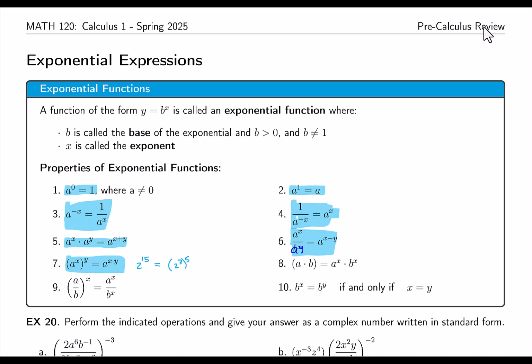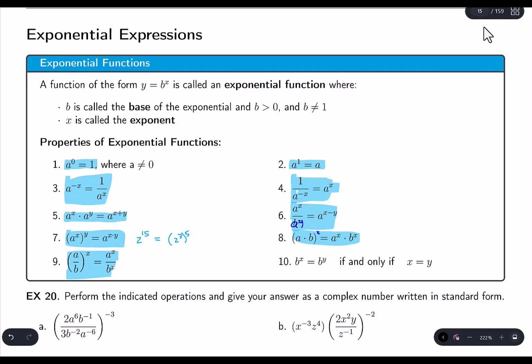That's the idea. All right, then a times b. Wow, there's a lot of typos here. A times b raised to the x power. So you have a product raised to a power. You can break that up into 2 different exponential expressions, each with the same exponent. The same thing is true with quotients. And then the last one here that I've listed is really for solving exponential equations, and there's really not a lot of that in calculus, so I'm not really going to cover that.